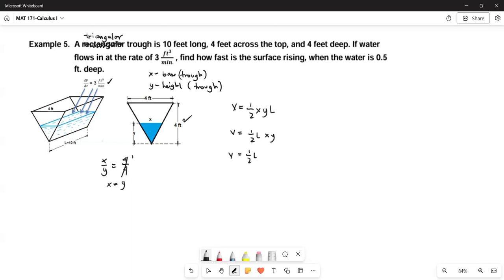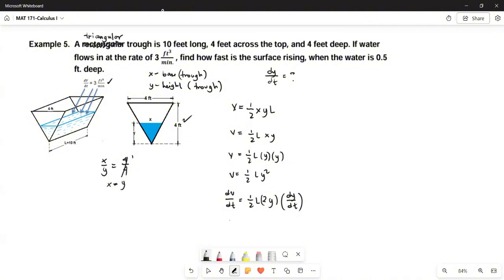So 1/2 L, our x is y, times y. So V is equal to 1/2 L y squared. Now we can differentiate: the derivative of volume with respect to time is equal to 1/2 L, since it's constant, and then 2y times the change in y with respect to time. The change in y with respect to time is what we are asked to find: the velocity of the surface rising, at a depth of 0.5.